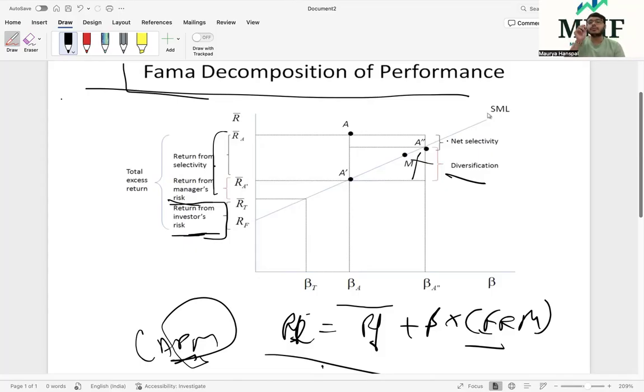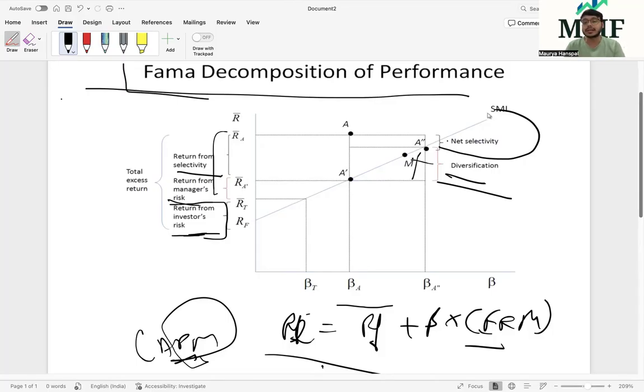It is the fund manager's ability to select specific stocks which have given you alpha. And as the name also suggests, for the return from selectivity, the fund manager has selected some stocks. His stock picking ability has been good, and some factor has been attributed towards the alpha. So alpha becomes a summation of the return from selectivity, the return from manager's risk, and the return from investor's risk. And further, the return from selectivity can be broken down into the return from net selectivity plus the return from diversification.